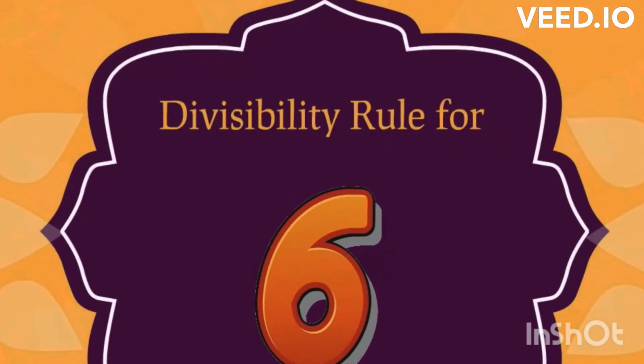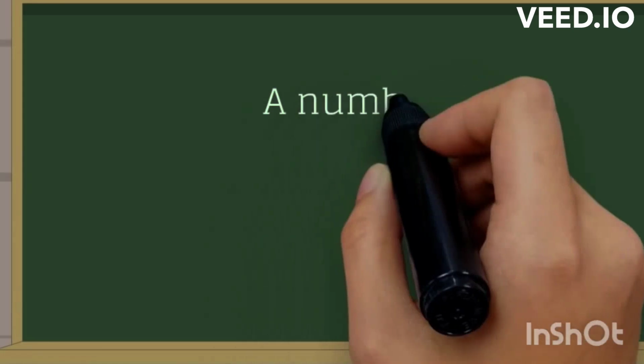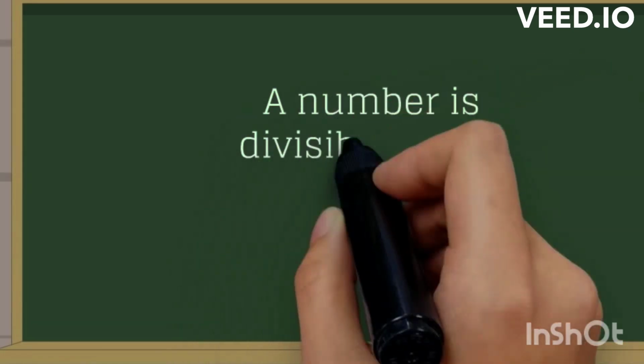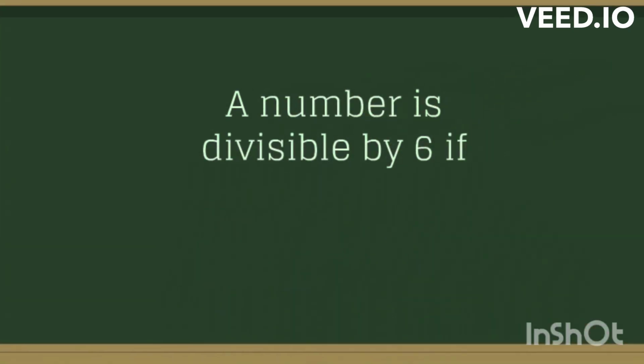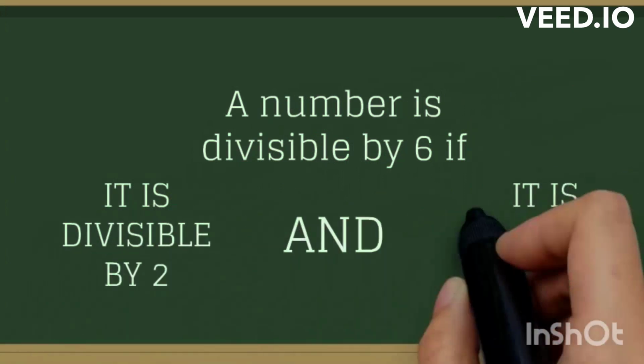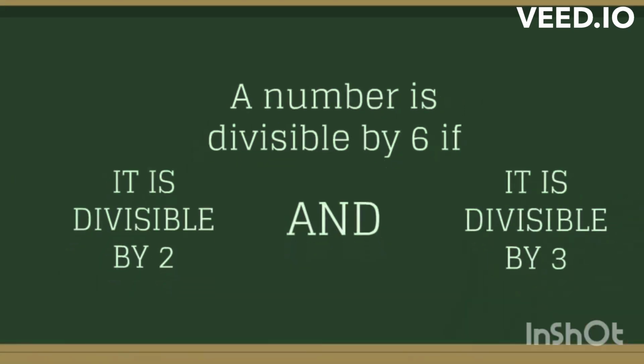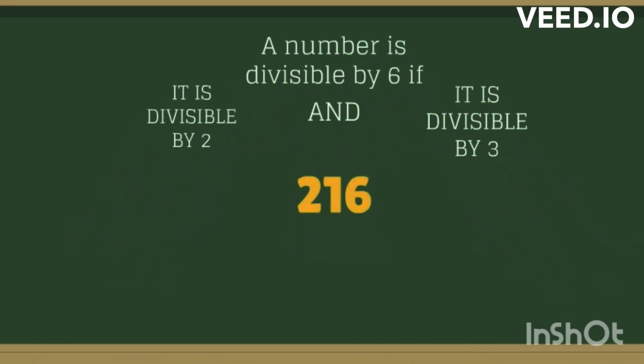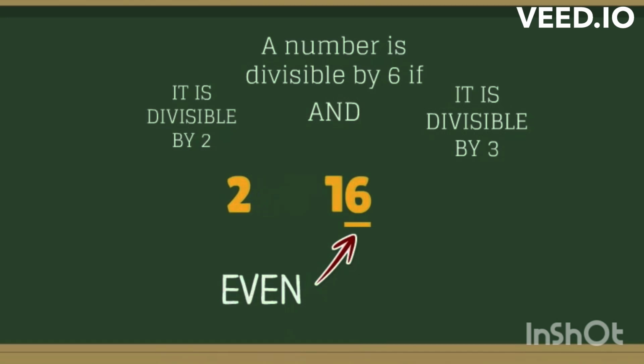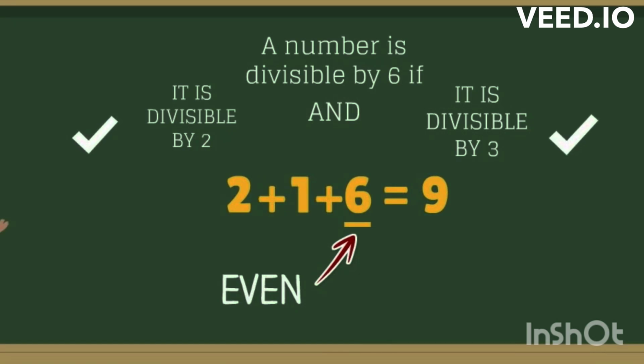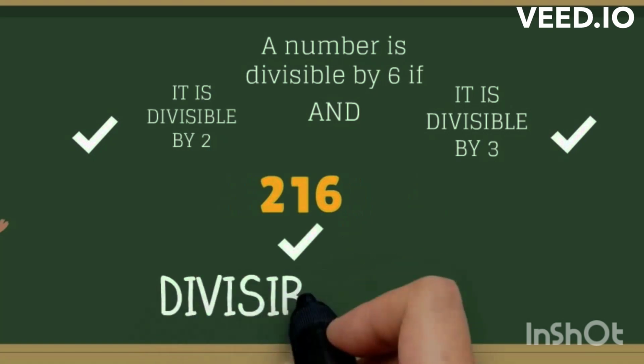Divisibility rule for 6. The divisibility rule for 6 states that a number is divisible by 6 if it is divisible by 2 and divisible by 3 as well. In 216, for example, the last digit is even and the sum of the digits is 9. So it meets the divisibility rule for both 2 and 3. Hence, it is divisible by 6.